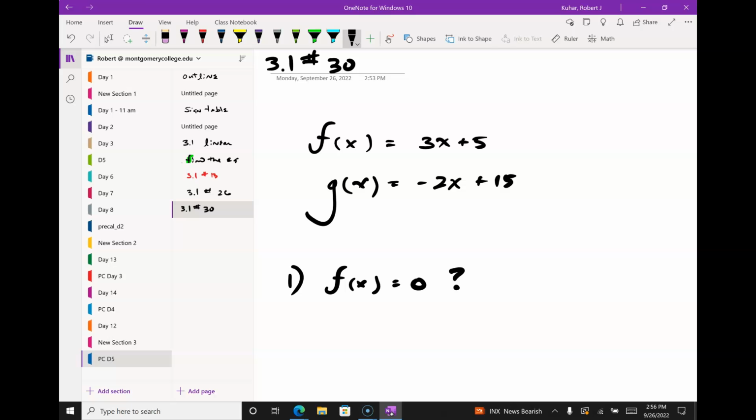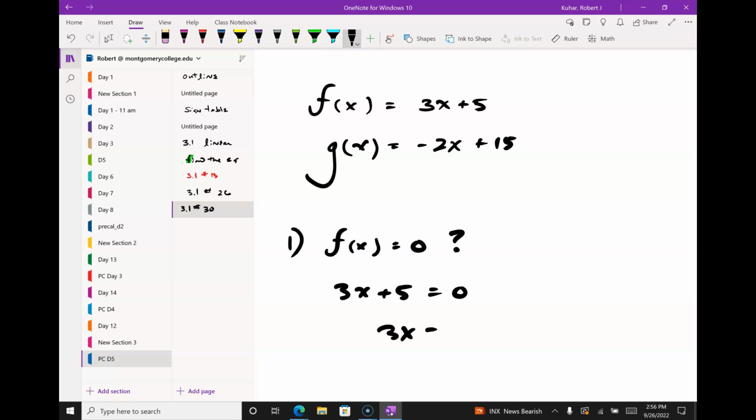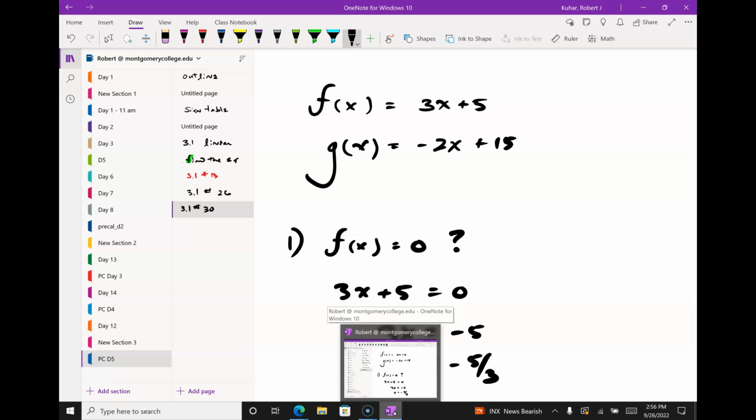So what's my f of x? 3x plus 5 equals 0. Gives me what? 3x equals negative 5, or x is negative 5/3. That's the x-intercept, right? You with me? I know it's insulting. I promise you, chapter 4 will not be insulting, Brian.